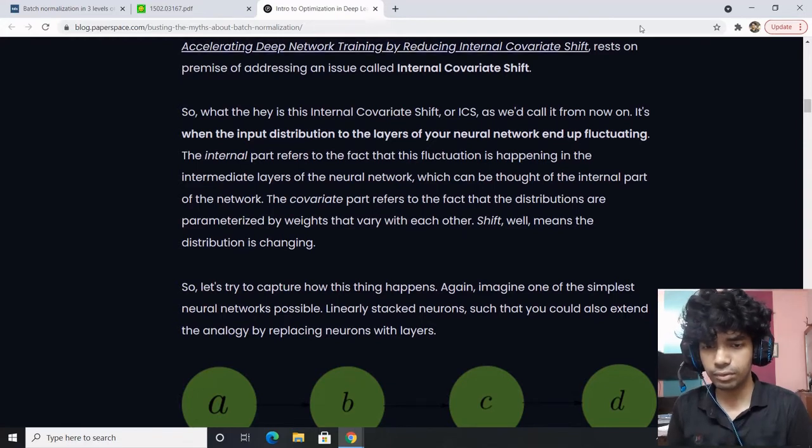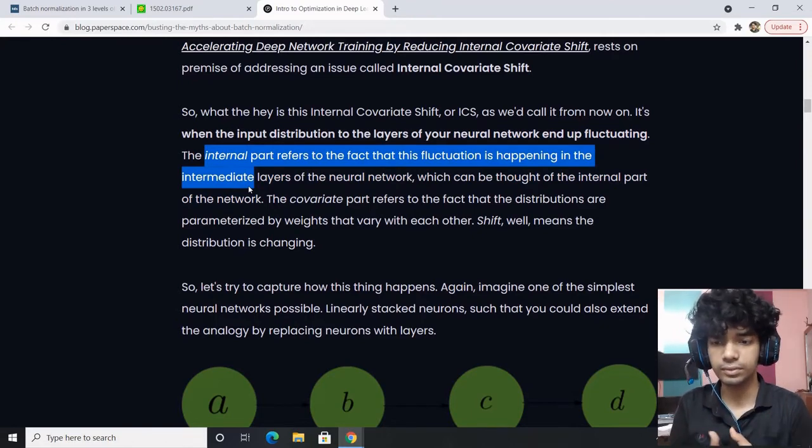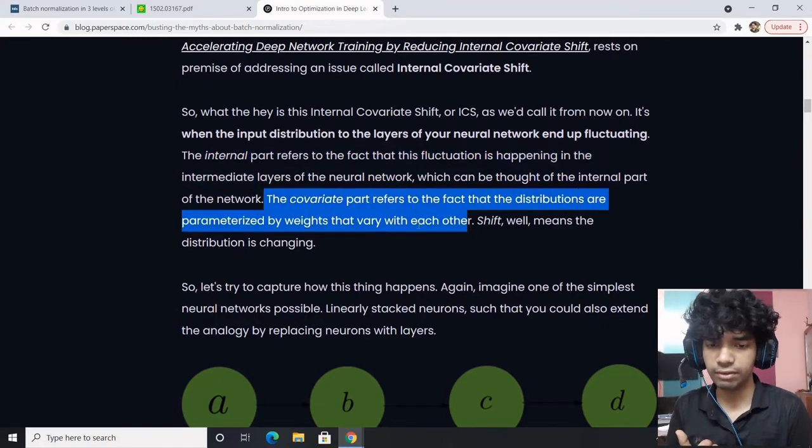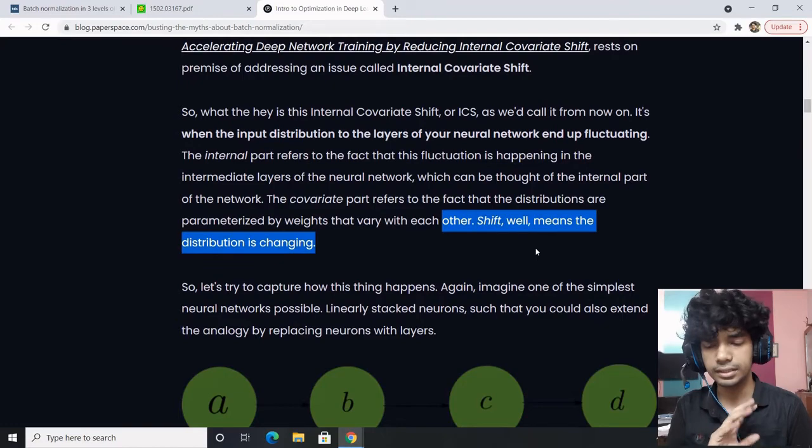Covariate here, what is it? Internal means that part of the fluctuation is happening in the intermediate layers of the neural network, the hidden layers. The covariate part refers to the fact that distributions are parameterized by weights that vary, each shifting whilst that distribution is changing. Yep.